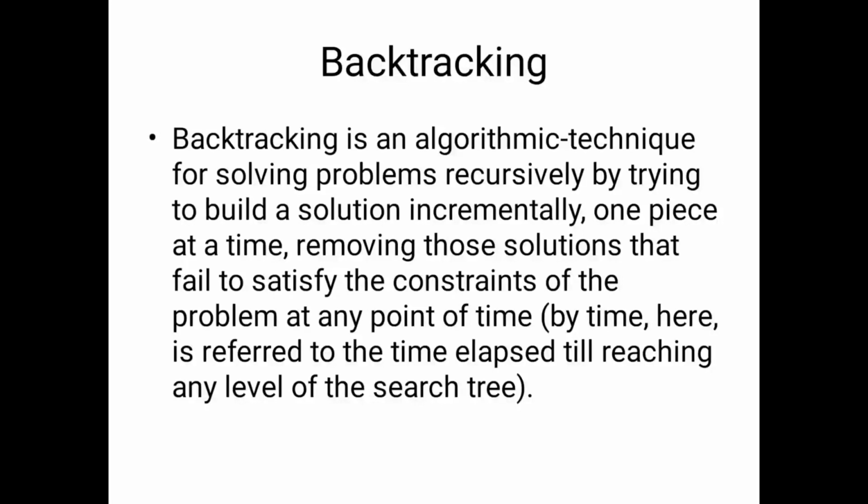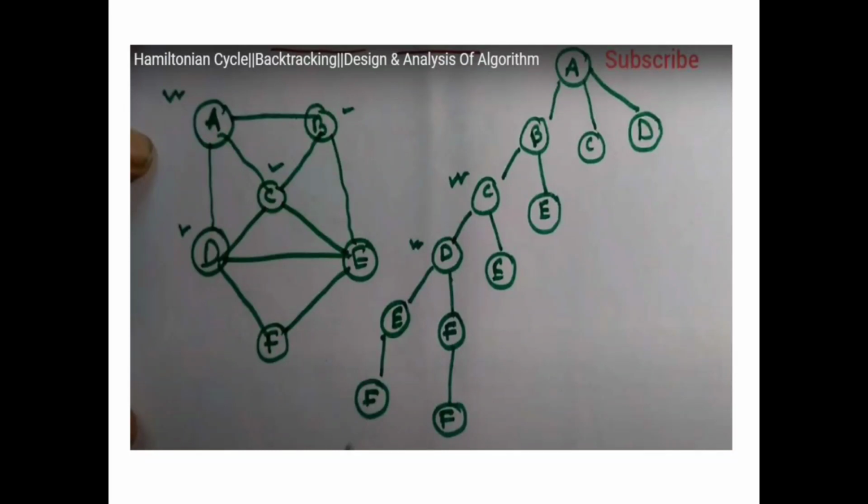Backtracking means that if you fail in one of the cases, then we move in the backward direction and repeat the process, covering all the vertices. Here you can see the diagrammatic part.